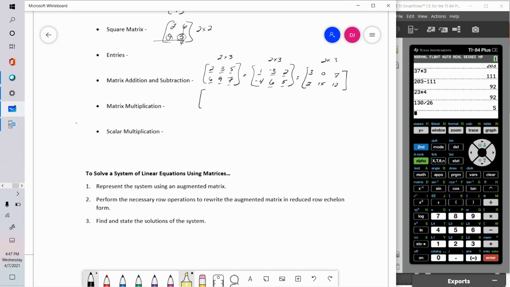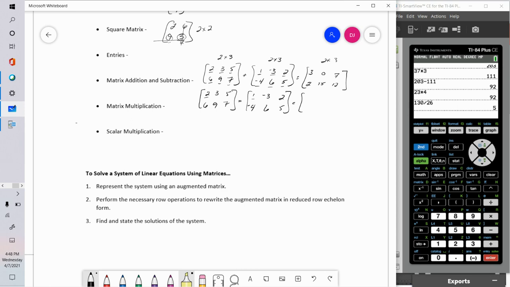Matrix subtraction, I'm going to use the same 2 matrices. It is what you would think it is. I'm simply going to subtract the 2 matrices. So, you ready? The dimensions must be identical. So a 2 by 3 matrix minus a 2 by 3 matrix will result in a 2 by 3 matrix.